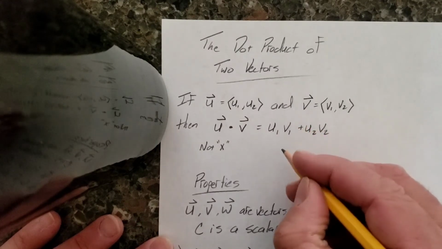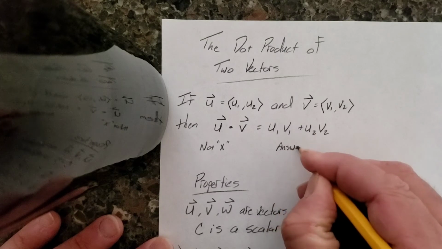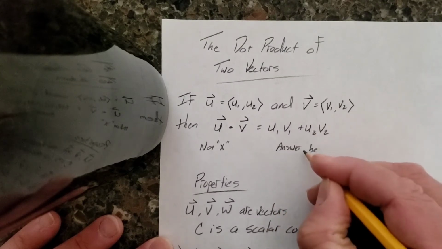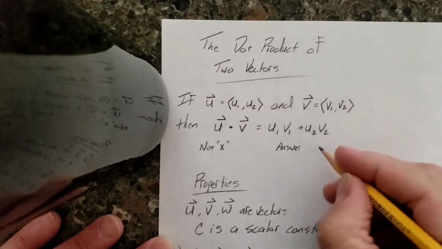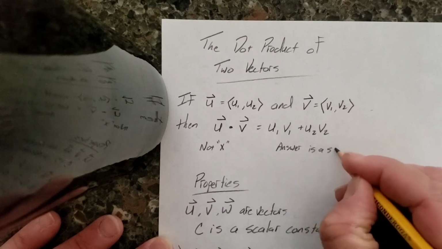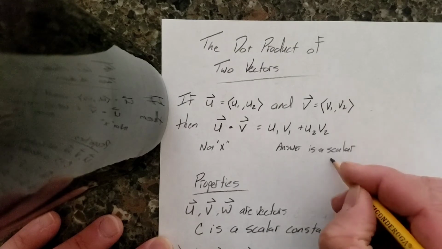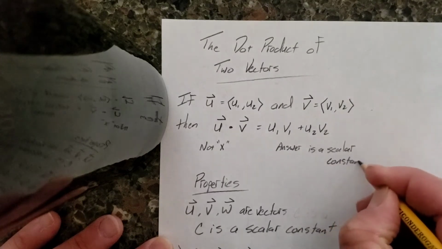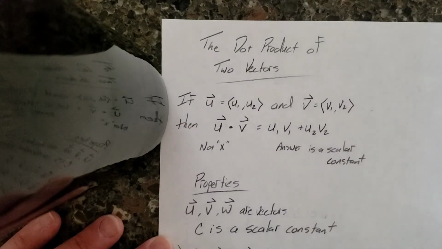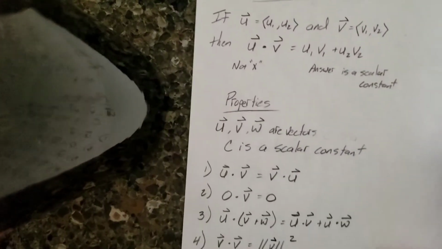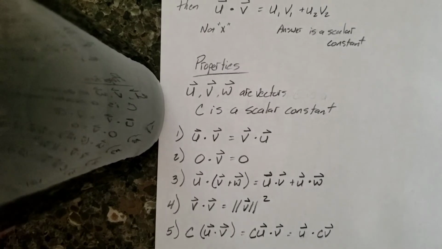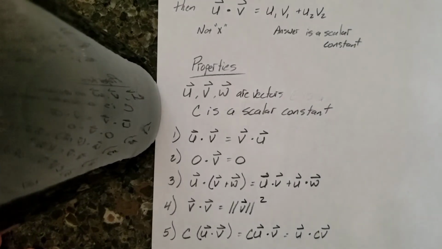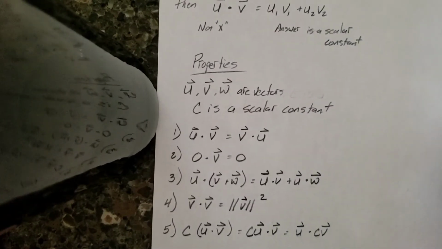And your answer is a scalar constant, okay? You get an actual number as your answer, okay? And I'm going to go over some properties here, okay? And in these, you're going to assume u, v, and w are vectors, and c is a scalar constant.